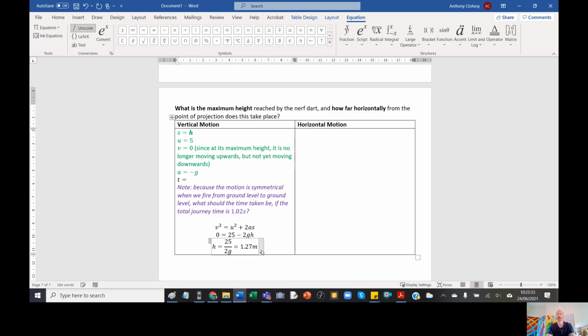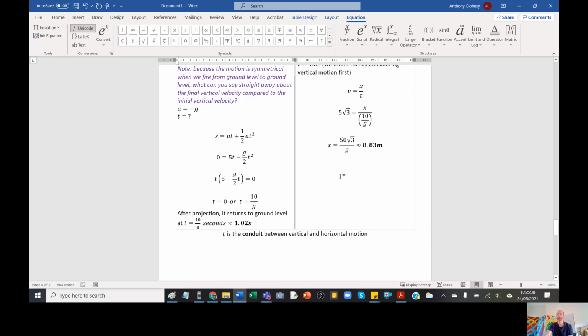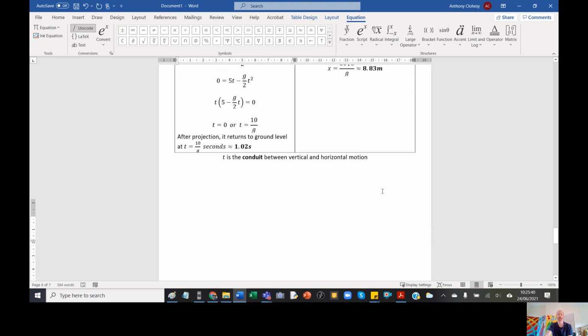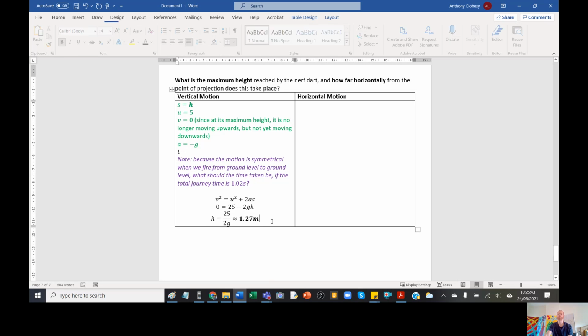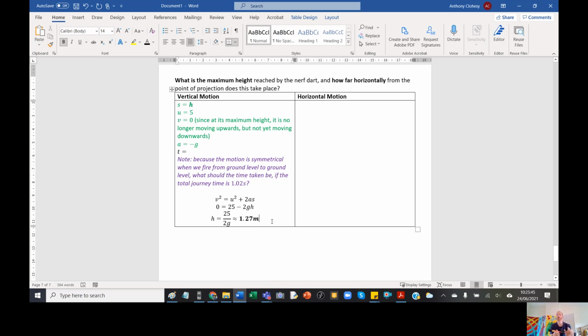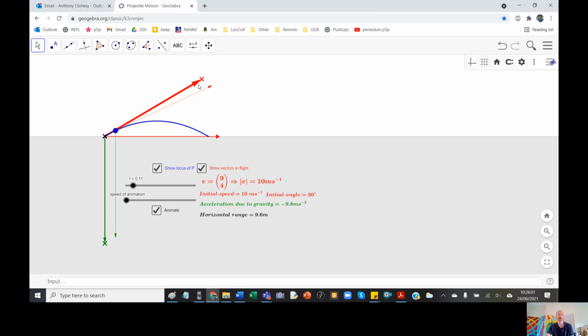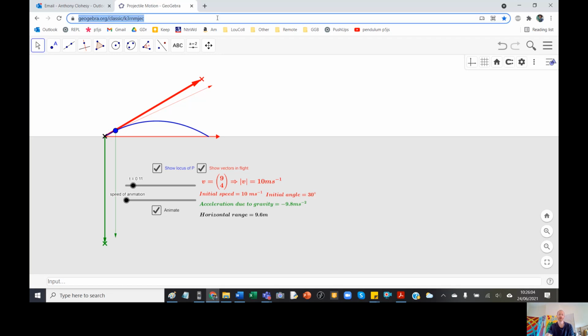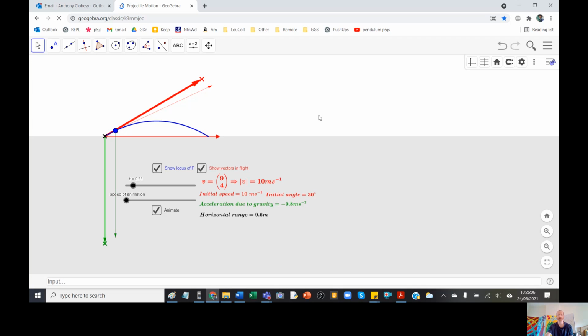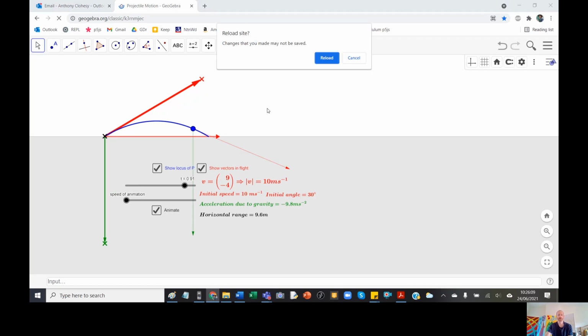And then I'm going to do a quick sense check and ask myself if that seems reasonable. I'm firing a Nerf gun. It takes about a second. It travels 8 to 9 meters horizontally. Does it make sense that it goes about 1.27 meters up? Yeah, we're firing it at 30 degrees. It's not going to go up very far. It's going to go a lot further sideways than it is going to go vertically because most of its velocity is angled in the horizontal direction. It's going to travel sideways more quickly than it goes up and down. If the situation were reversed, if we decided to angle this at 60 degrees instead of 30 degrees, we'd have a very different picture.